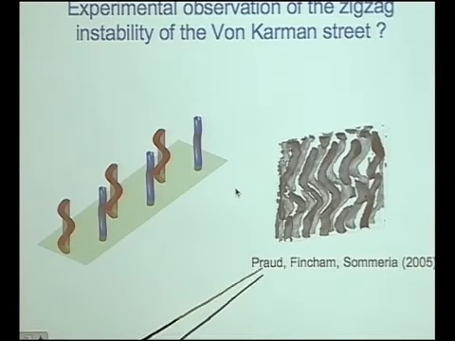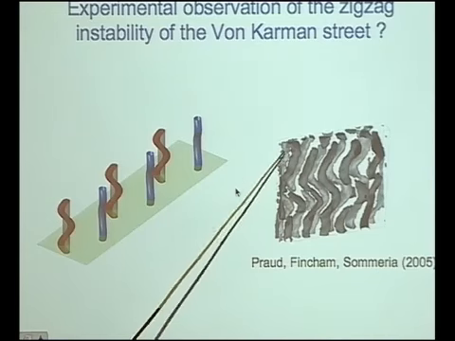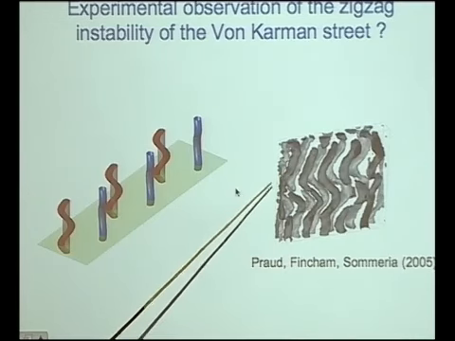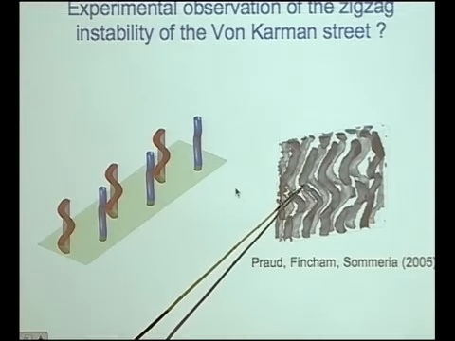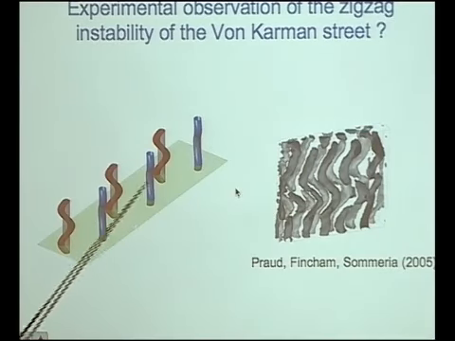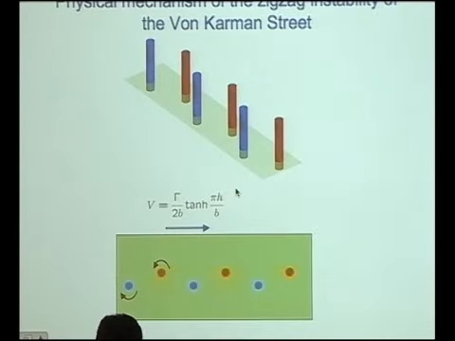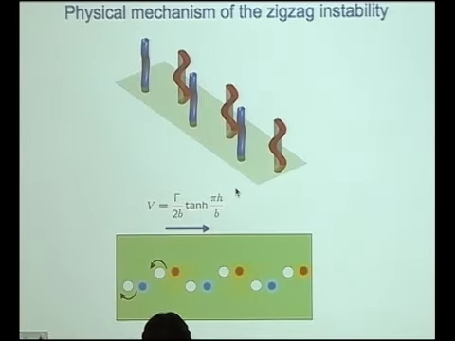We have not done any simulation or experiment of this instability, but there might be an experimental observation of this instability from the experiment of Prost, Fincham, and Sommeria, where they were towing vertical cylinders. And here we see the wake behind a cylinder, obtained from three-dimensional PIV measurements. We see that the vortices are bent, and this looks like the mode we predict from the theory.